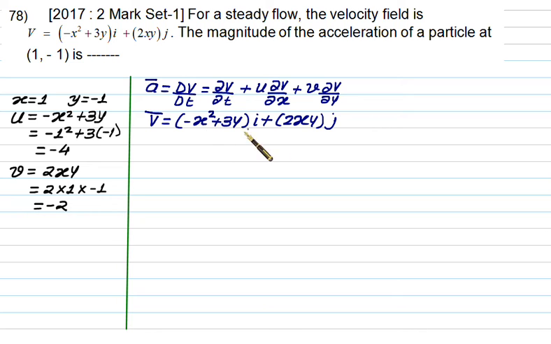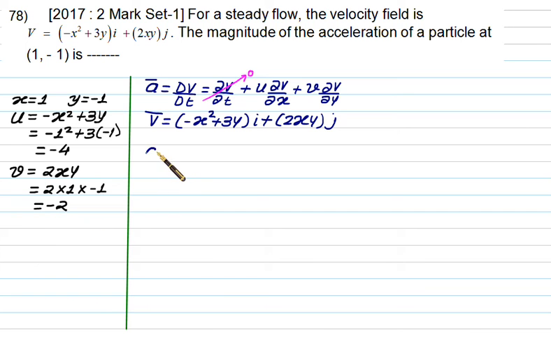Now as such there is no term of t here. It means that del v by del t will be equal to 0, so there is no need to calculate this term. We only require to calculate u into del v by del x plus v into del v by del y. These calculations are ready with us. At x equal to 1, y equal to minus 1, we have u equal to minus 4 and v equal to 2xy, which is minus 2.